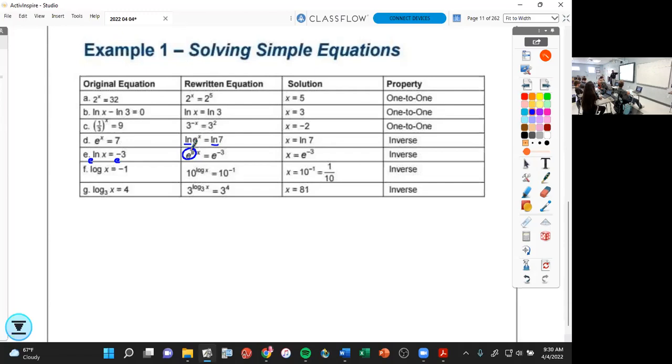Letter F, what is the base? Log x. What's the base? So because the base is 10, I just put 10 right there and 10 right there. 10 to the log x, 10 to the negative 1. And G, what's the base? Base is 3. So it's 3 to the log x, 3 to the 4th. Okay, questions so far?